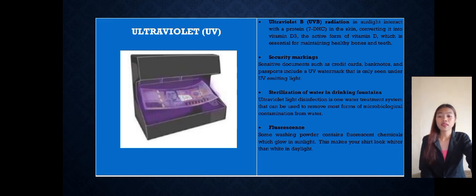And for the last, we have the fluorescence. Some washing powder contains fluorescent chemicals which glow in sunlight. This makes your shirt look whiter than white in daylight.